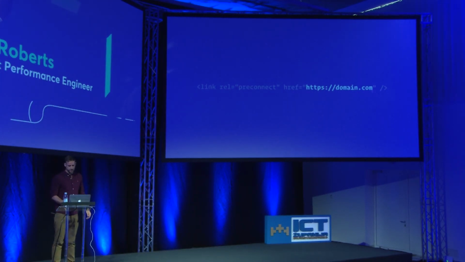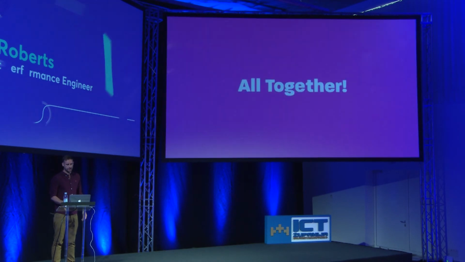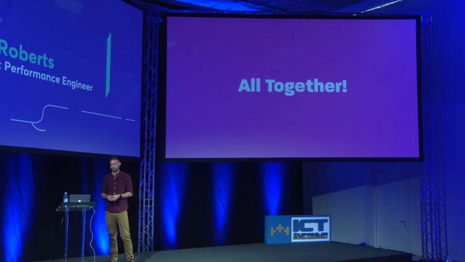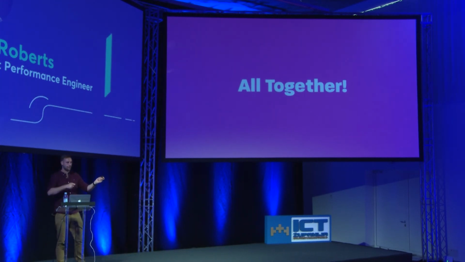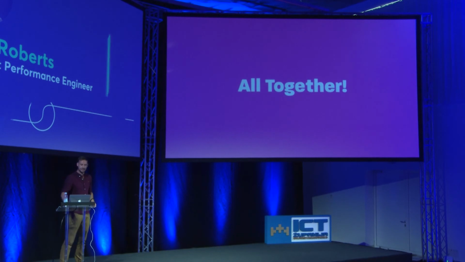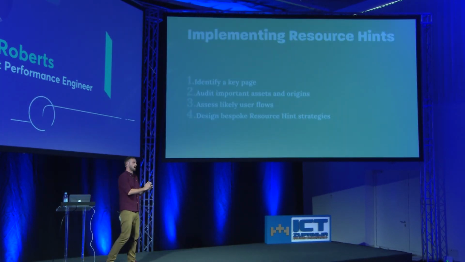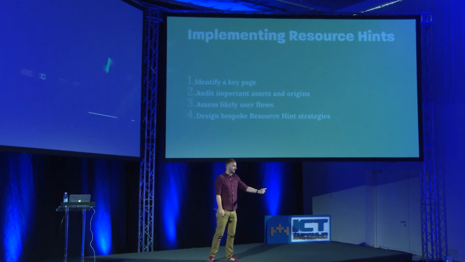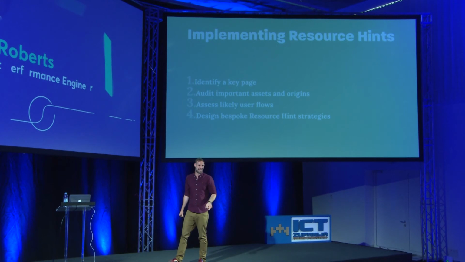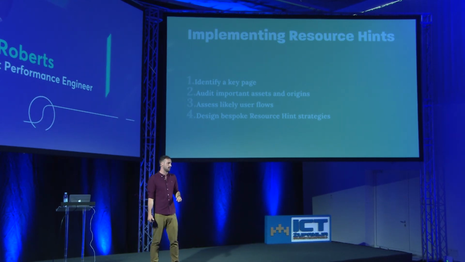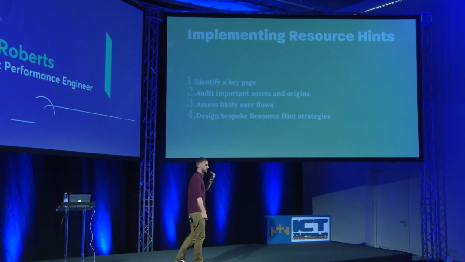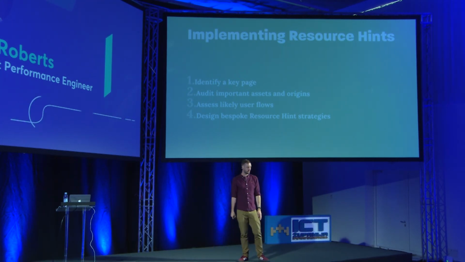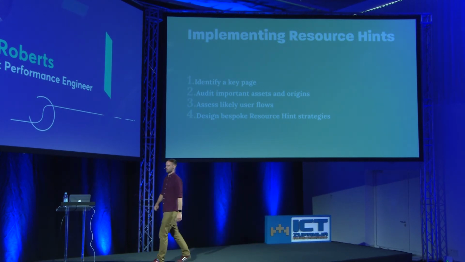I am conscious of time, so I won't spend too much time on this section. But if you want to put all of these together, I'll show you really quickly how to do it. By taking all of the different options we have, all the different configurations, we can begin to design really bespoke pre-browsing experiences for our clients, our customers, our users. Identify a key page, find important assets and origins. It could be video players, it could be youtube.com, it could be Google Fonts, it could be Open Sans. Assess likely user journeys. Where might the user go next? And then design a bespoke strategy around it.